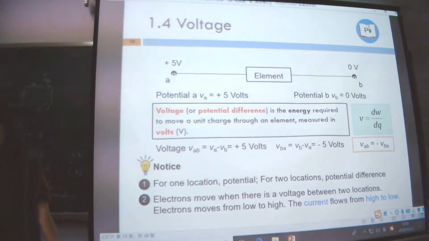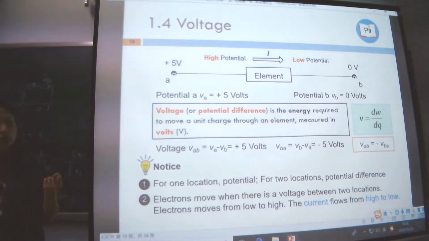And if we connect elements between points A and B, we'll have a current, because we have a potential difference, right? If we have a potential difference between 2 points, we must have a current between them. And the direction of the current should point from the high potential to the low potential.